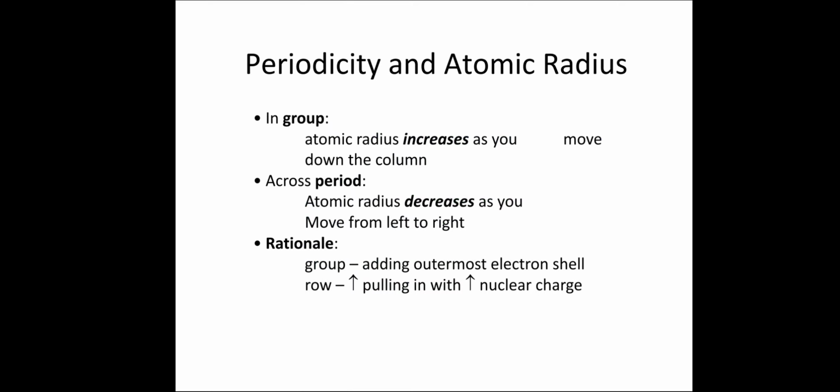So this is the summary of periodicity and atomic radius. In a group, that is from top to bottom, the atomic radius increases as you move down the column. Across the period, the atomic radius decreases as you move from left to right. In a group, this is due to adding an outermost electron shell, and in a row, the increasing pulling from the increasing nuclear charge, that is the protonic charge, decreases the atomic radius.